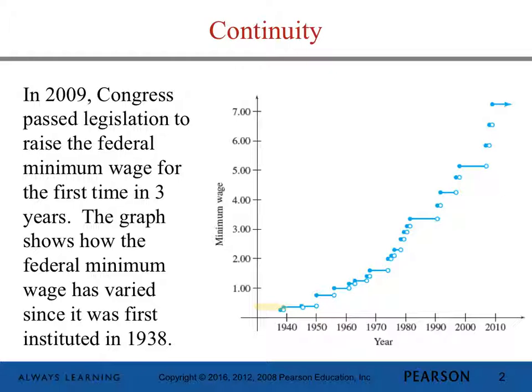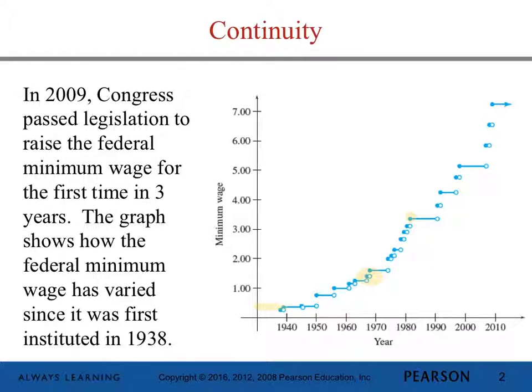Now, the minimum wage has increased quite a bit since then. When I entered the workforce in 1970, the minimum wage was $1.25. And it increased, as you can see, over the years until around 1988, it had reached the point of being about $3.75.